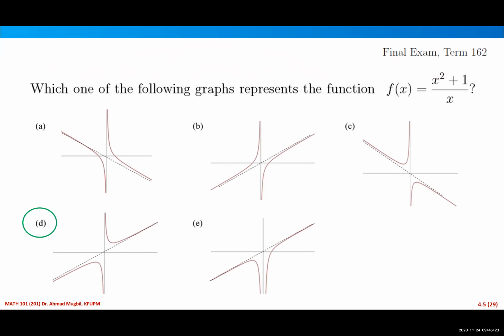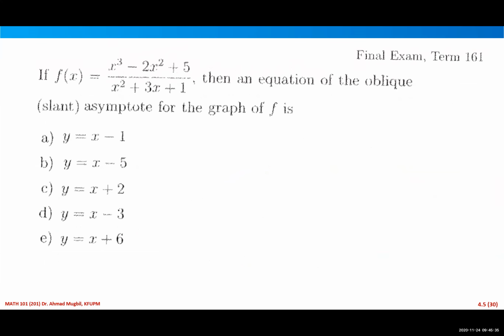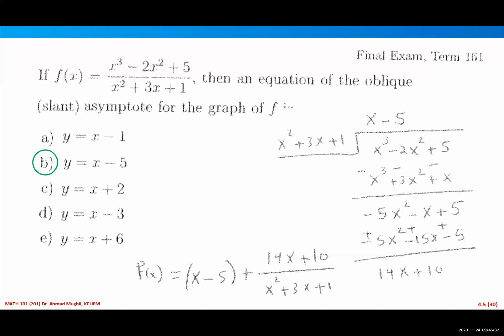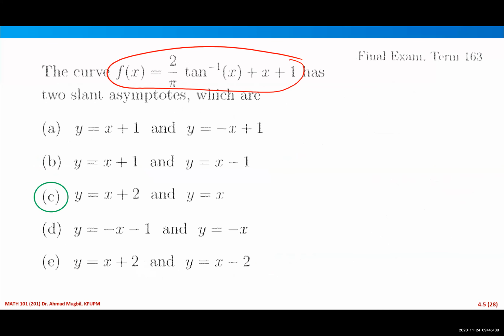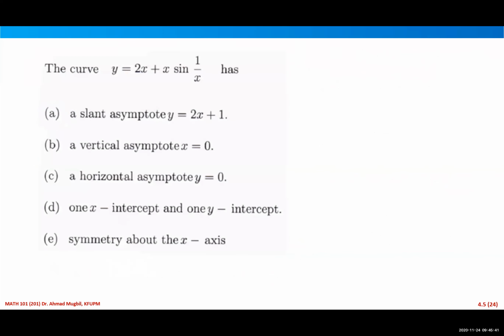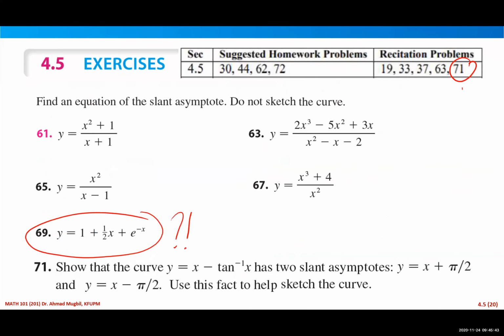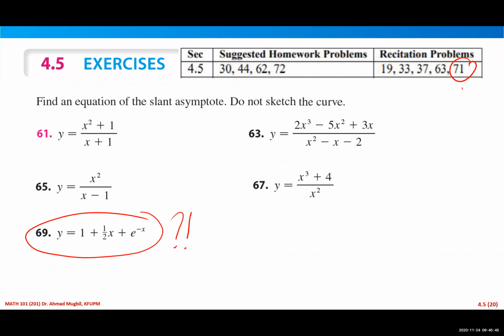You may have questions like this in the final. So look here, you need to sketch the graph, and you have 5 choices. So we can even ask you issues like that. Let's go back to the exercise that I told you about. Now, how to find the slant asymptote of this? Any idea, shabab? Remember what we said about the slant asymptote.